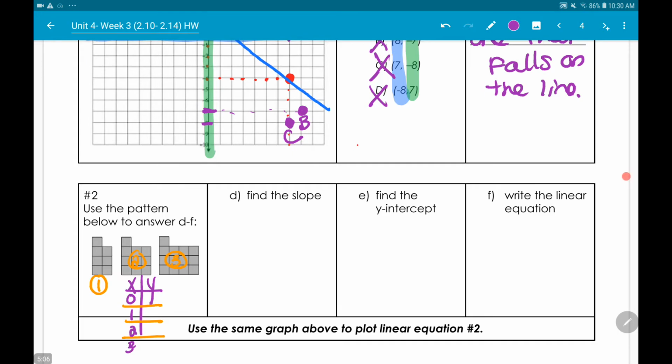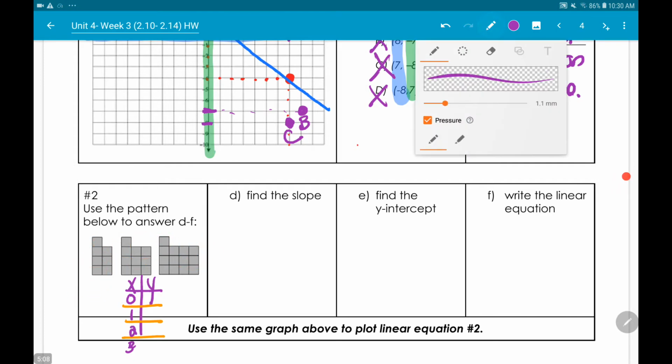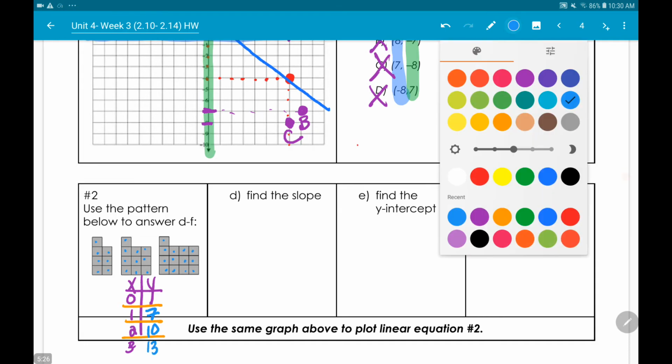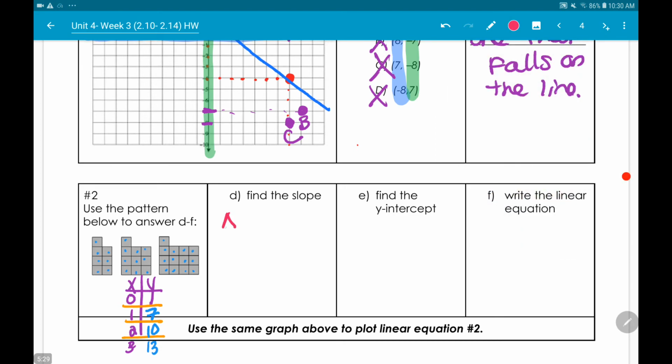All right, so let's count our blocks. 1, 2, 3, 4, 5, 6, 7. So that goes with 1. 10. 13. All right, so my slope, change in y, divided by the change in x. I see that my slope is plus 3 on my y, plus 1 on my x. So that divides into 3.